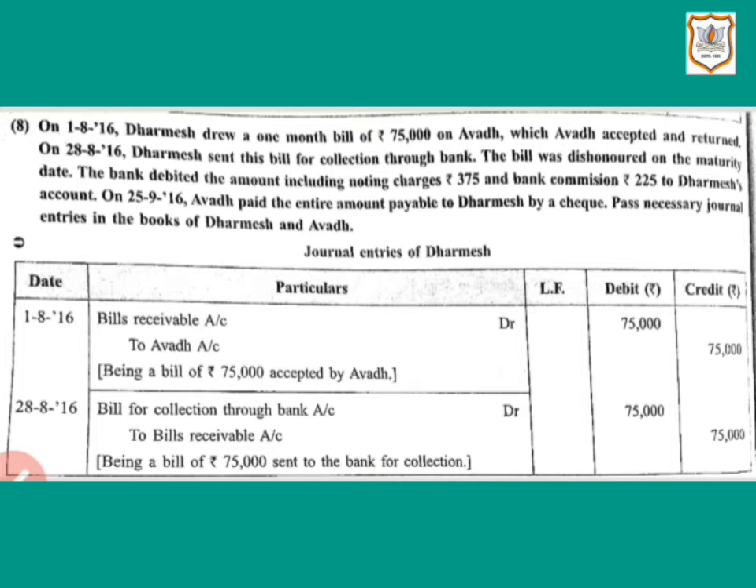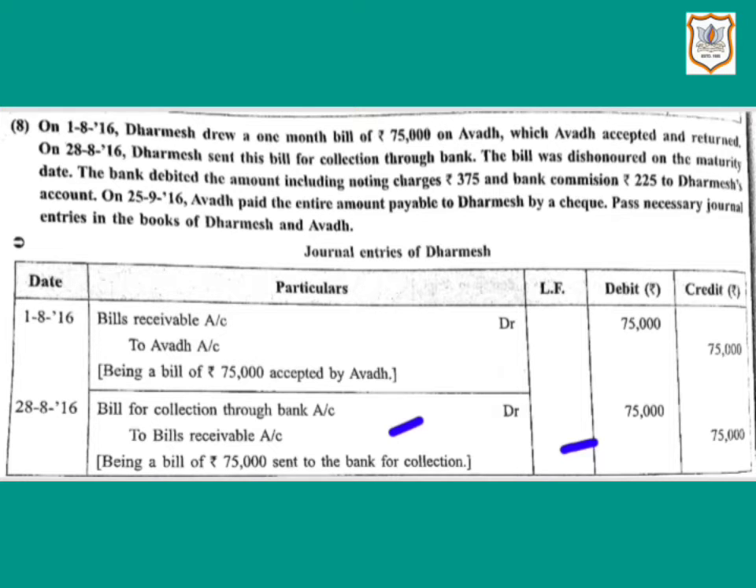Further it is given that on 28th August 2016, Dharmesh sent this bill for collection through bank. So our entry would be in the books of the drawer, that is Dharmesh. Date 28th August 2016. Bill for collection through bank account debit 75,000 to bills receivable account credit. Here bills receivable account will be credited in the books of the drawer because Dharmesh has sent this bill for collection through bank.